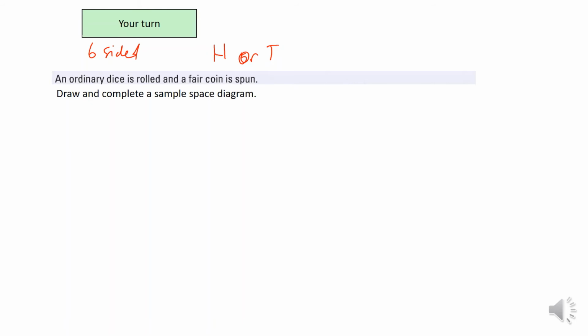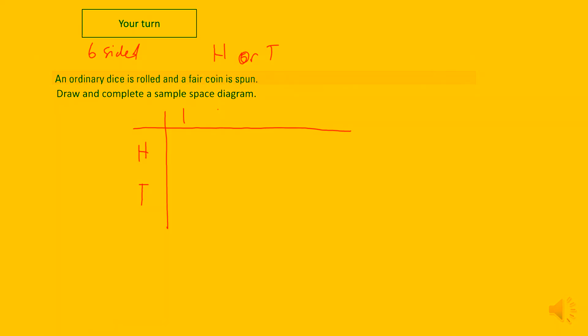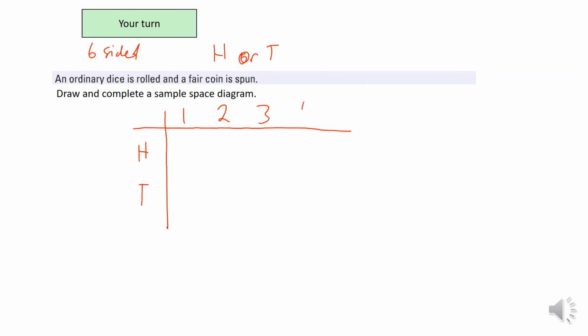Okay, welcome back. So I'm going to have two sides to this sample space diagram. I'm going to have heads and I'm going to have tails, and then at the top I'm going to have a 1, a 2, a 3, a 4, let me just extend this a little, a 5 and a 6. So we need to create a sample space diagram for that. We need to write down all the possible outcomes.